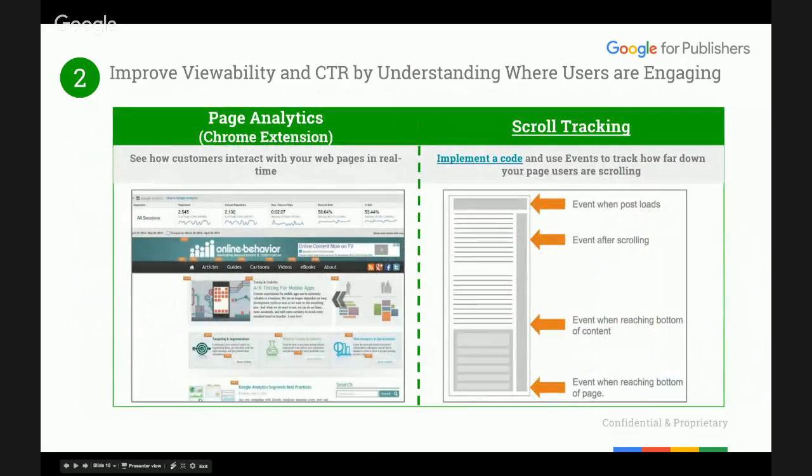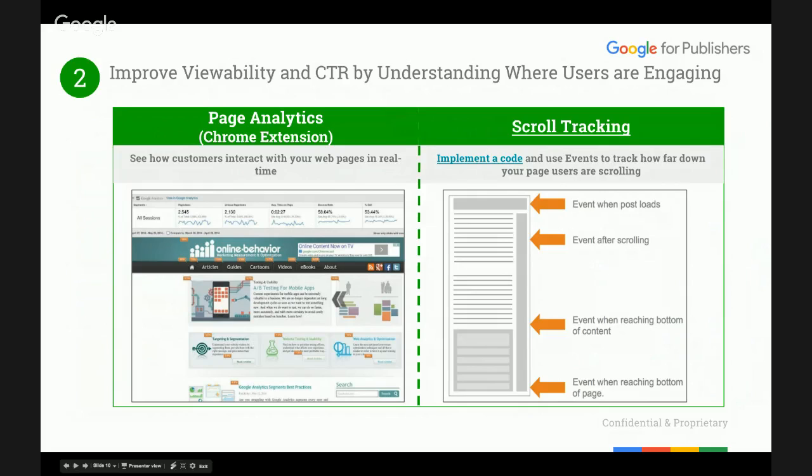So the first way to do this is to download the in-page analytics Chrome extension. And what this does is it provides real-time stats on how users are interacting with your page. You can see on the left-hand side, the orange bubbles, which shows where exactly on this page users are clicking.